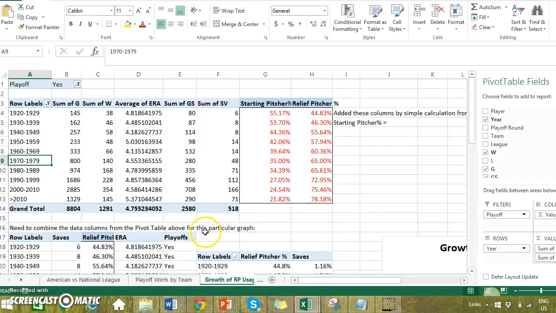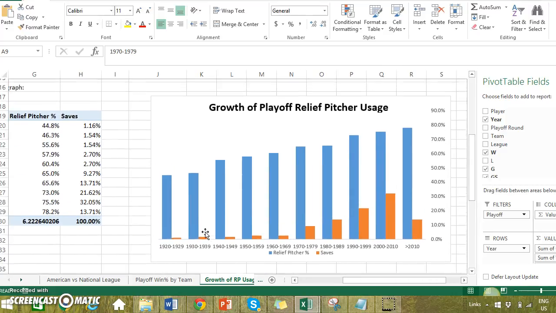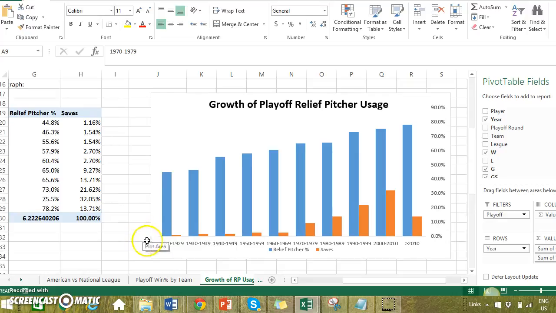The next graph that I built out was telling a very unique story. Over the last 90 years, dating back to 1920, this graph right here shows the growth of relief pitcher usage, and also backed up by a secondary metric, saves. These are the two key metrics that relief pitchers could be measured by.